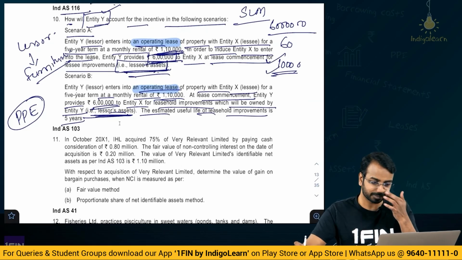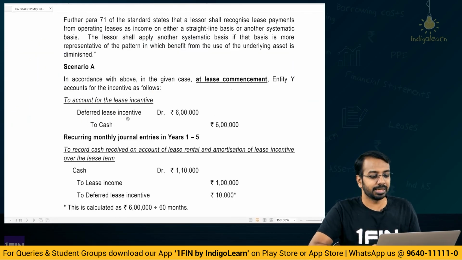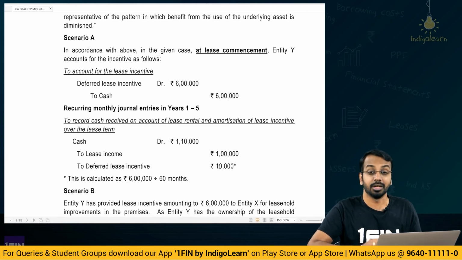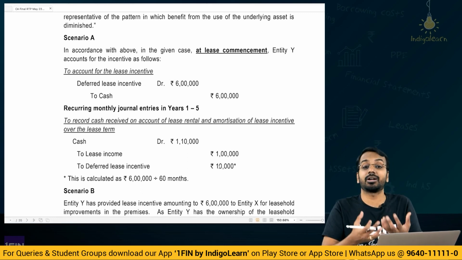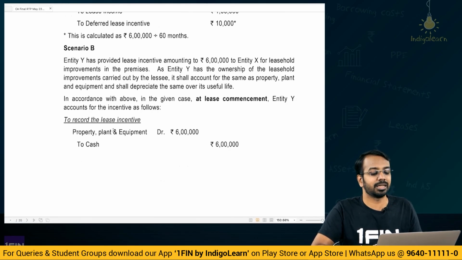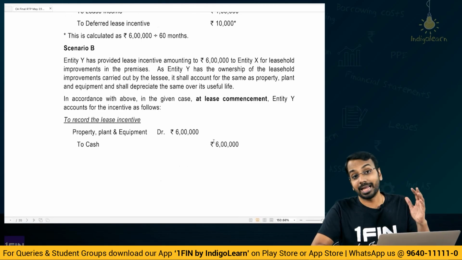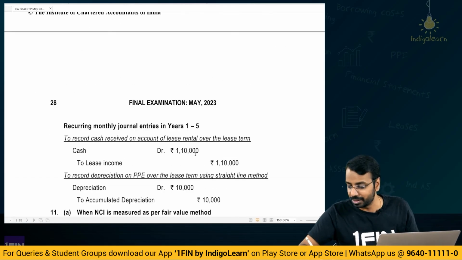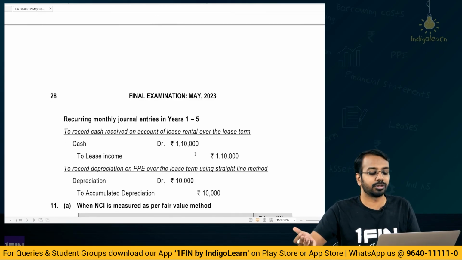So when the lease incentive is given, you will say deferred lease incentive to cash. Then when you get the money, cash 1,10,000, lease income 1 lakh, and balance deferred lease income 10,000, because you have given an incentive which has not created an asset. In the second case, because it has created an asset, you will say PPE to cash, and lease income will be recognized at 1,10,000. And of course, you will depreciate this asset of 6 lakhs over the useful life.